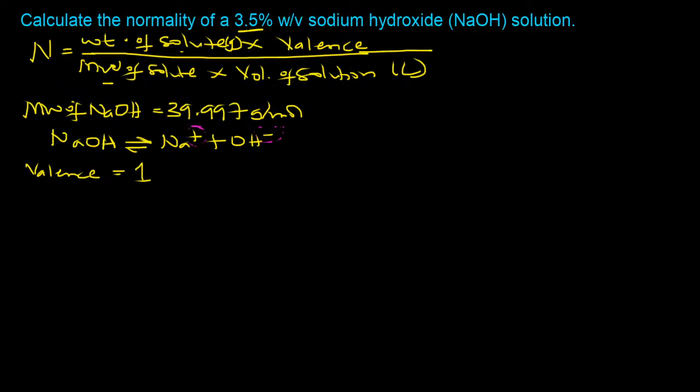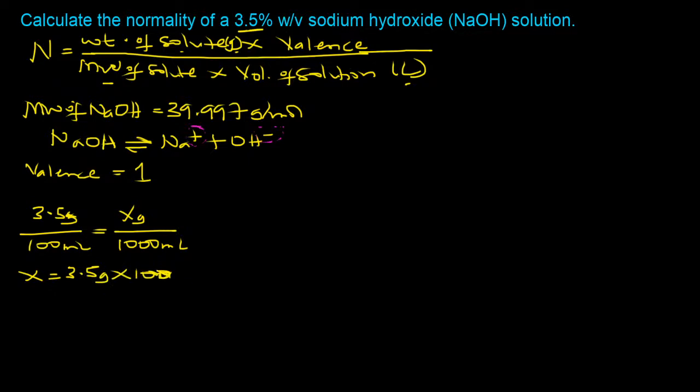But when you talk about 3.5%, you're talking about 3.5 grams of sodium hydroxide in 100 milliliters. Now, notice we need grams per liter. So we need to determine how many grams will be present in a liter, and 1 liter is 1,000 milliliters. So we can solve for x. X is going to be equal to 3.5 grams times 1,000 milliliters divided by 100 milliliters, and you end up with 35 grams.